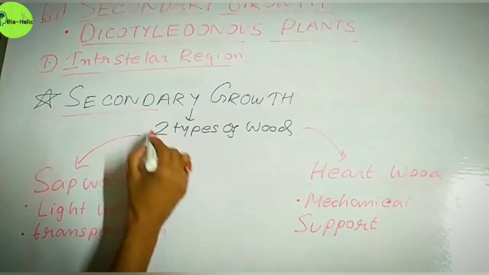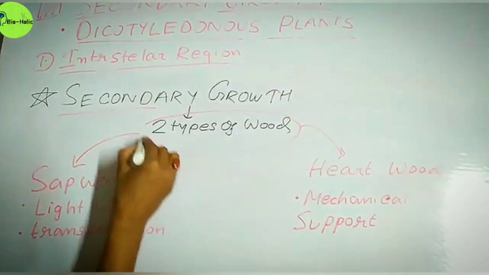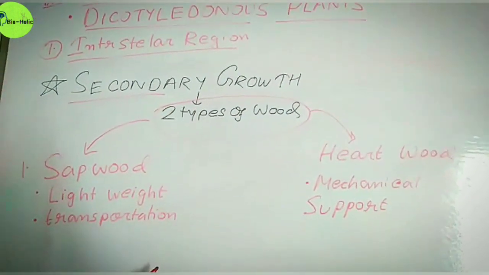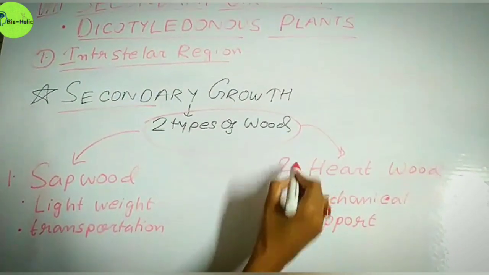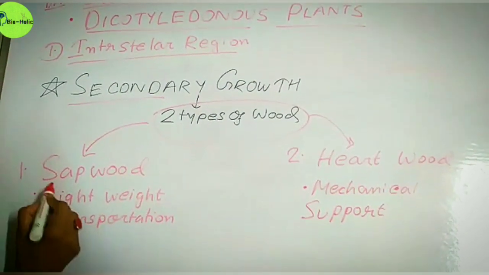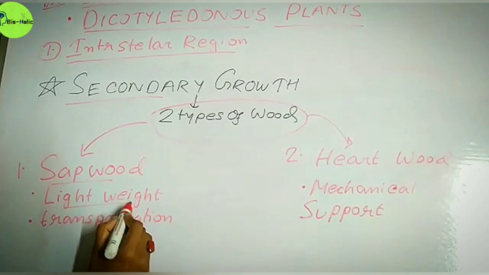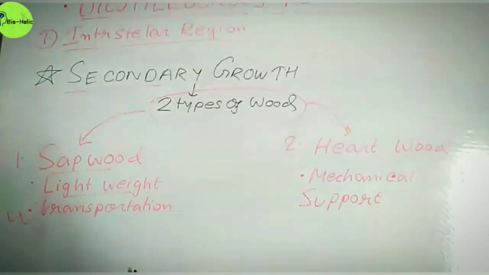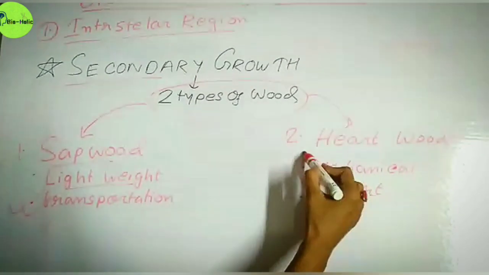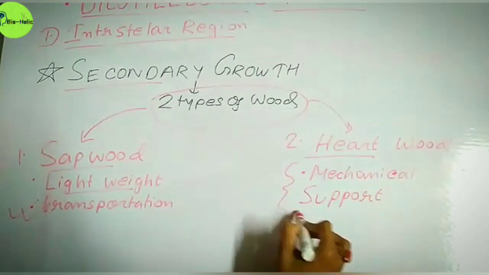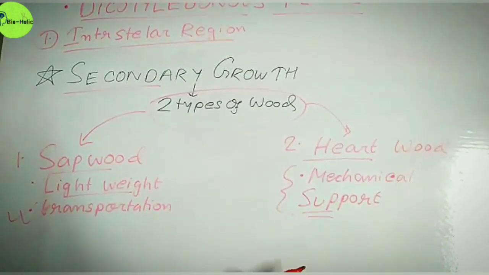Secondary growth in plants gives rise to two types of wood. Number one is the sapwood and number two is the heartwood. The sapwood is lightweight and helps in transportation, and the heartwood helps in the mechanical support in plants.